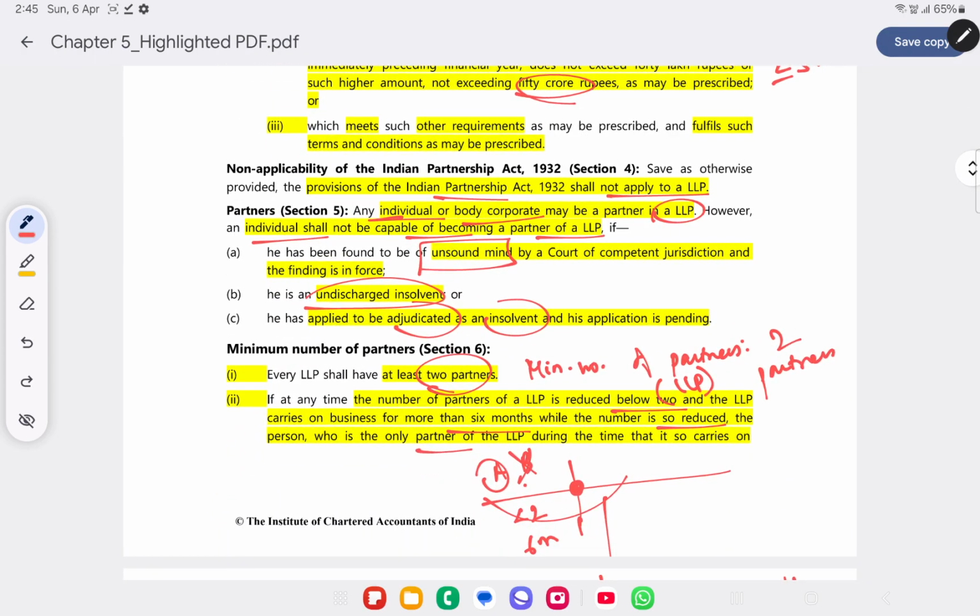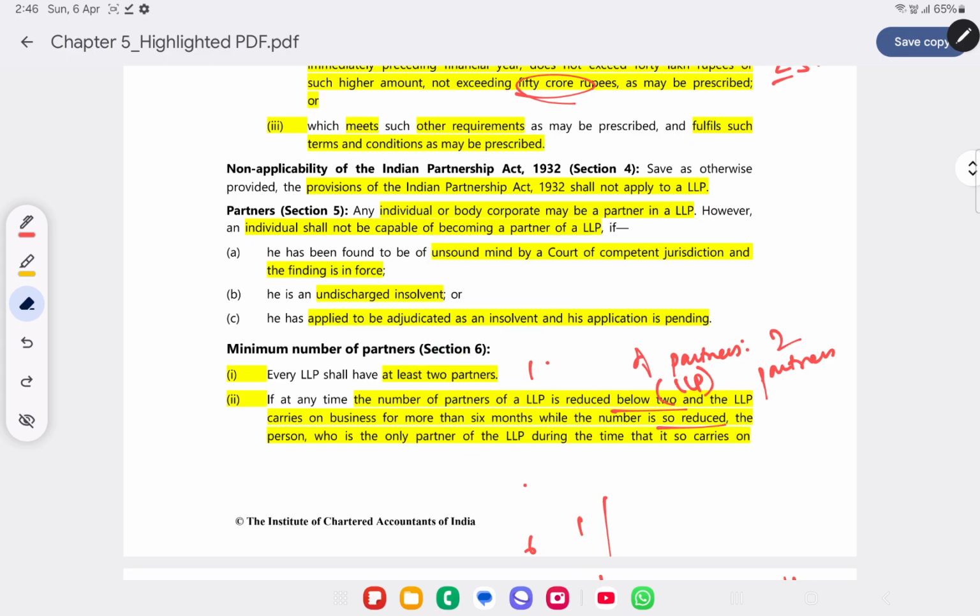And non-applicability of the Indian Partnership Act, 1932. When is this act not applicable? The Indian Partnership Act is not applicable to LLP because LLP has a specific act. So in that case, the Indian Partnership Act will not be applicable to LLP. Partners mean any individual or body corporate can become a partner in LLP. Not just an individual, a body corporate also can become a partner in LLP.